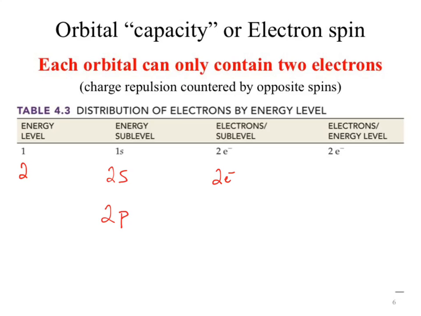6. Why 6? There's 3 orientations. Each orientation can take 2 electrons. So the amount of electrons we get would be 6 electrons. How many electrons can we put in the energy level for 2? Our second energy level. 8. The sum of those, 8 electrons. Okay, kind of makes sense?